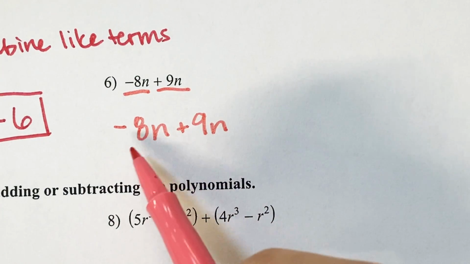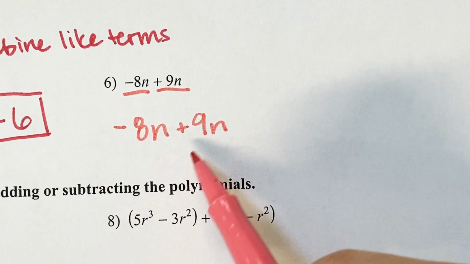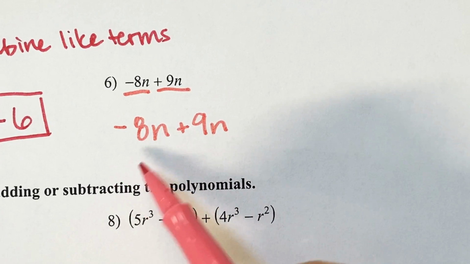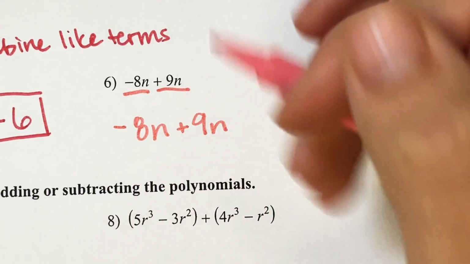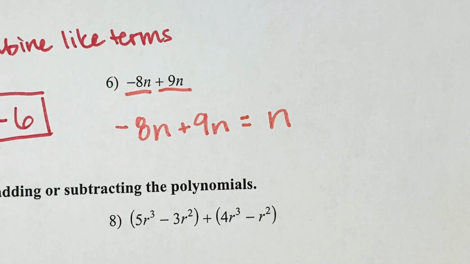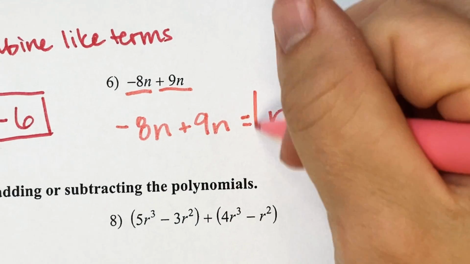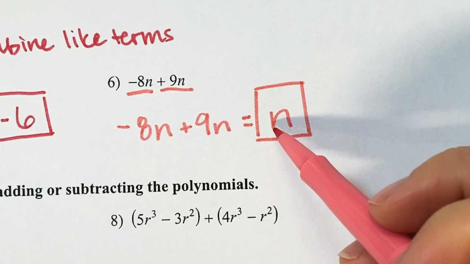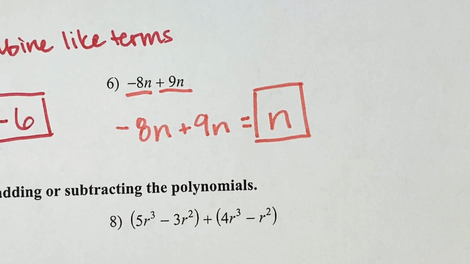Okay, so we have negative 8, or like think we owe 8, and then somebody gives us $9. Right? I owe somebody $8. I give them $9. I gave them $1 extra, and because it's 1, we don't have to write that 1 in front of our n. Okay, so that is just our answer. Negative 8n plus 9n is going to give us 1n. Great job.